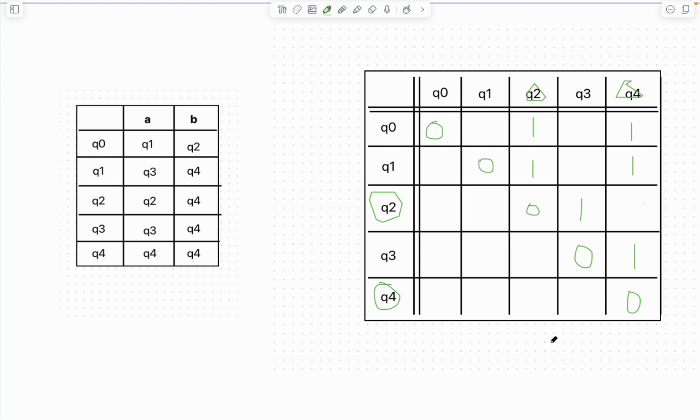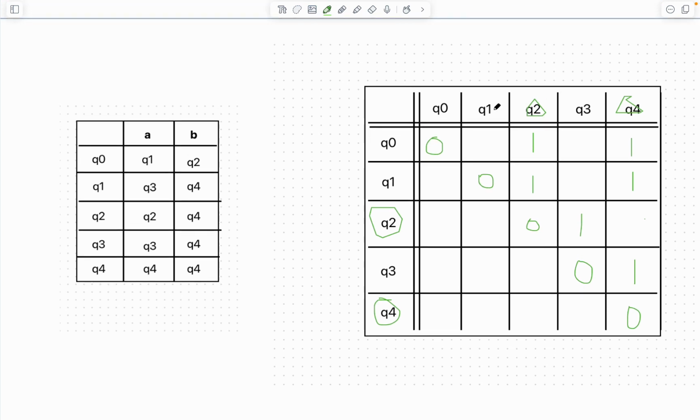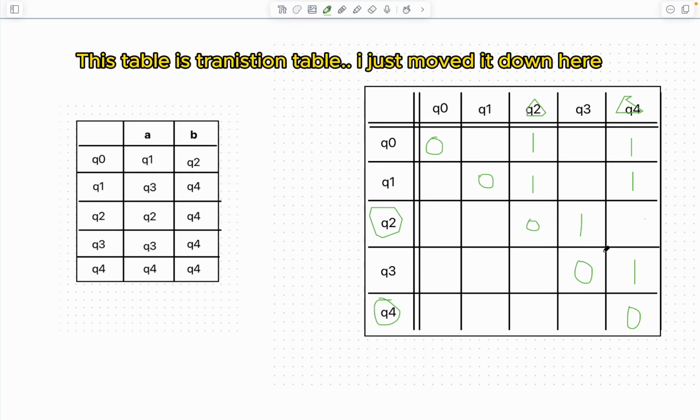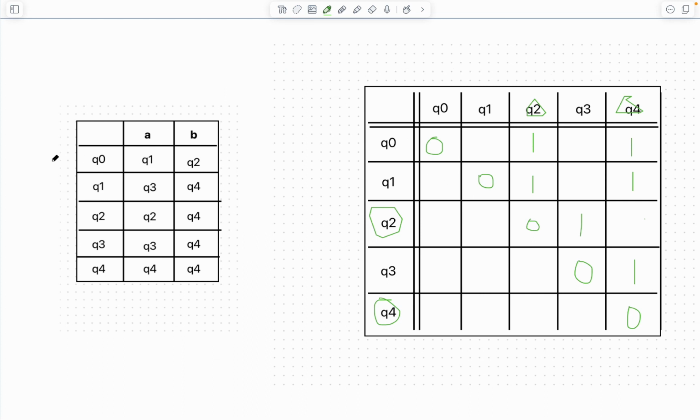Now we did all the distinguishable states. Let's come back to the indistinguishable states. To fill the other boxes, what we do is we check Q0 and Q1, but from this table. We try to see that Q0 and Q1 on input A, where are they going to? They're going to Q1 and Q3. So we try to see this box for Q1 and Q3. This box has nothing in it, so we don't do anything. We just leave it like that.